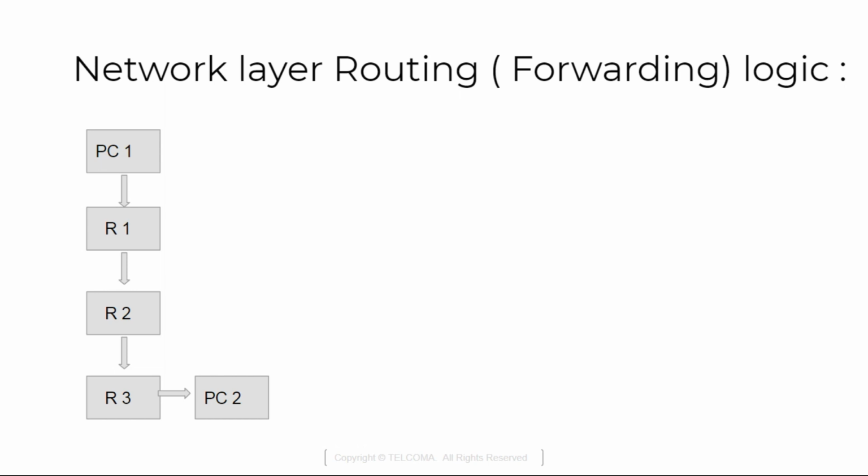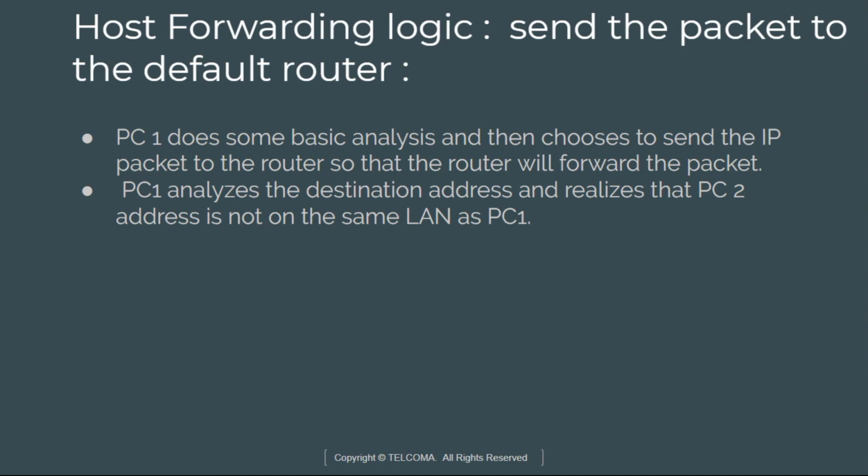Then the IP packet is sent to R1. R1 says my route says send to router R2. So the IP packet is transferred to R2. R2 says send to R3. Then the IP packet transfers to R3. Here R3 says my route says send directly to PC2. So the IP packet is forwarded to PC2.